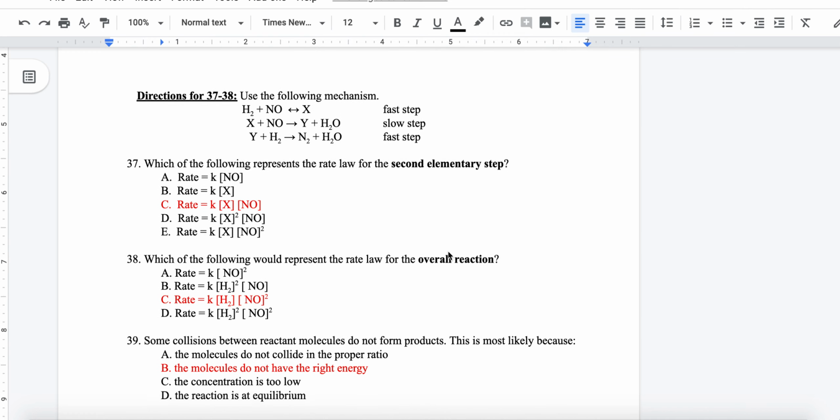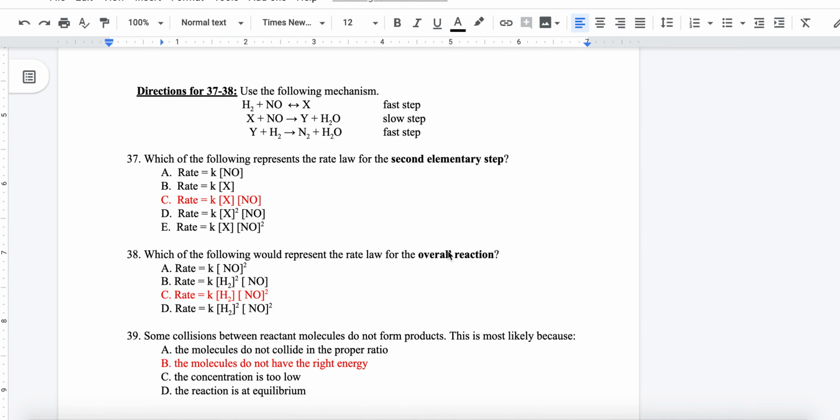37, a little bit more with mechanisms. Now be careful, because even I, today, when we were going over the formative, made an error when I was looking at the question. I wasn't reading it carefully. I want the rate law for the second elementary step, which is this one. So it's just going to be the X and the NO.